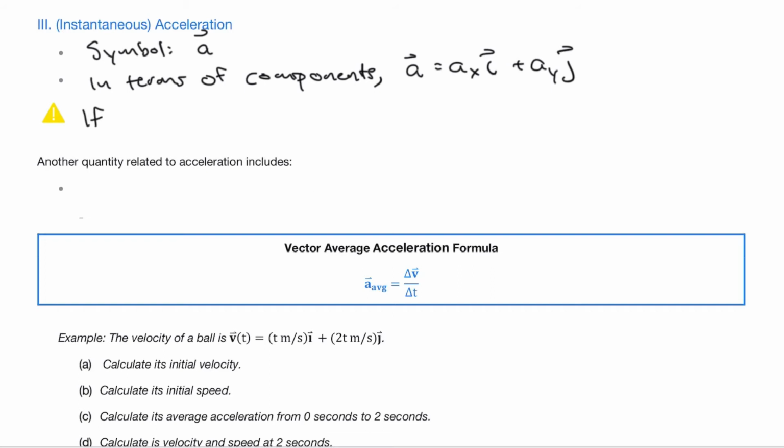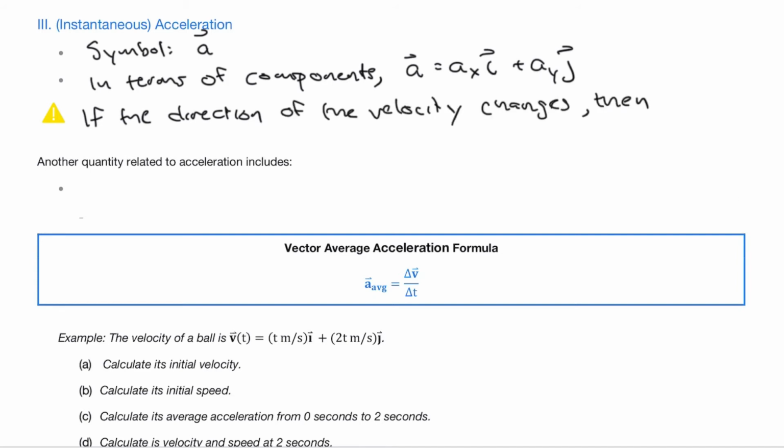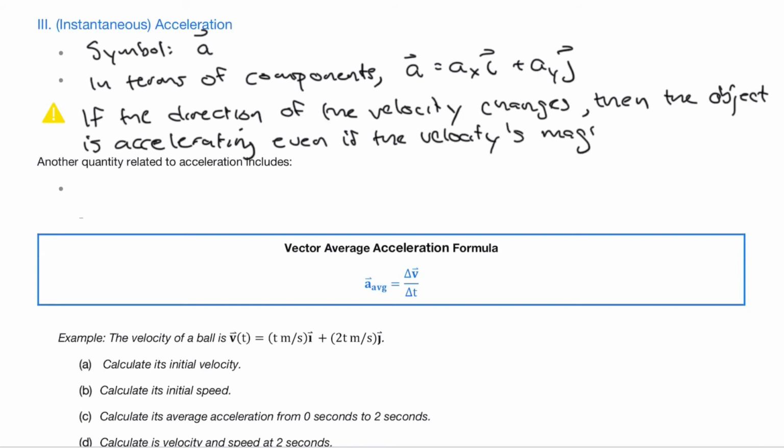If the direction of the velocity changes, then the object is accelerating, even if the velocity's magnitude is constant. Because a vector can either change by having its magnitude change, or having its direction change, or having both of them change. And this will be important later on. Oftentimes students get confused because they see that the speed of an object is not changing, which is to say the magnitude of that object's velocity is not changing.